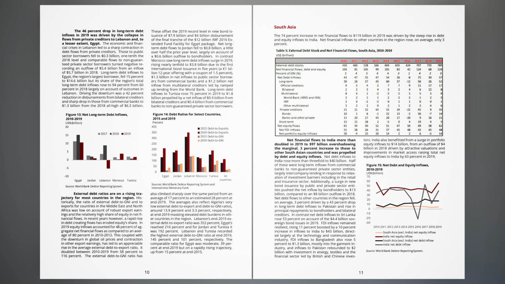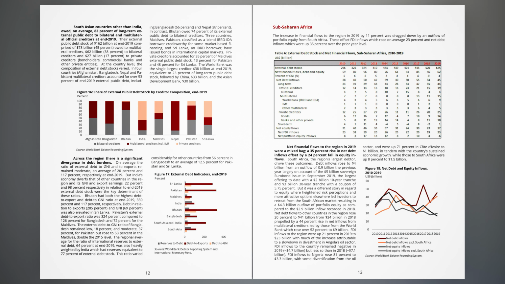FDI inflows to Bangladesh also rose 5% to $1.3 billion, mostly into the garment industry, and inflows to Pakistan rebounded to $2 billion with investment in energy, textiles and the financial sector led by British and Chinese investors. India also benefited from a surge in portfolio equity inflows to $14 billion, from an outflow of $4 billion in 2018, driven by attractive valuations and improvements in market access, raising total net equity inflows to India by 63% in 2019. Figure 15. Net debt and equity inflows, 2010 to 2019.